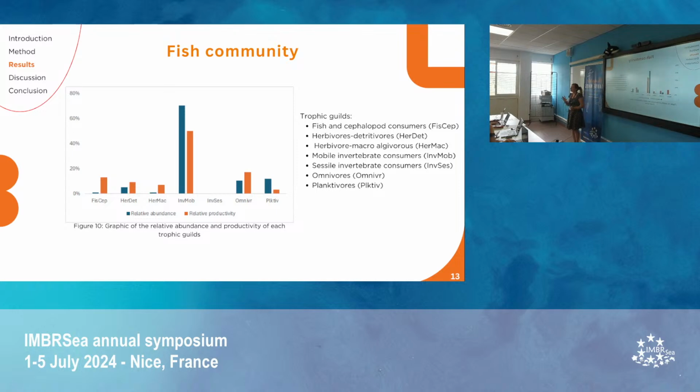So, if we look more at the distribution within the 7 trophic guilds, we can see that invertebrate mobile feeders contribute a large amount of the abundance and the productivity, followed by omnivores and fish and cephalopod feeders. I want to catch your attention on the difference that exists between abundance and productivity. For example, omnivores and planktivores have approximately the same abundance, but have a very different contribution to the productivity.